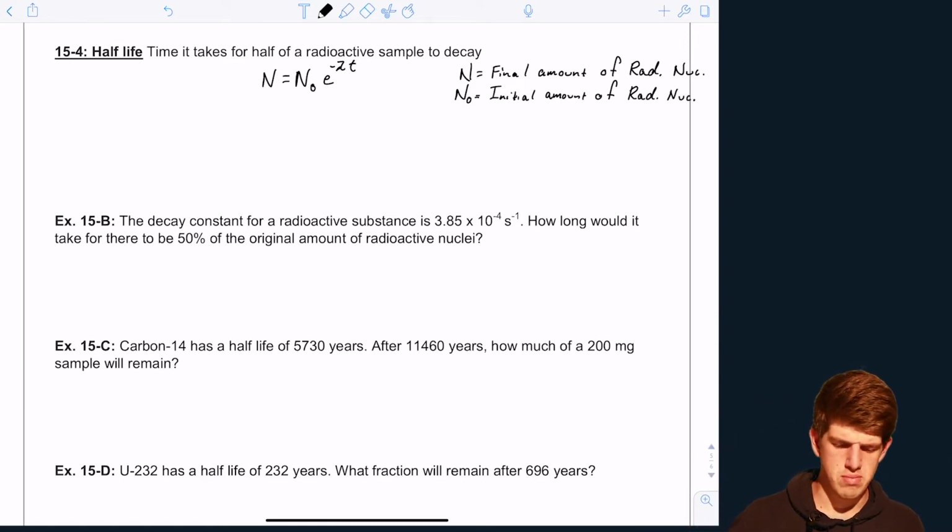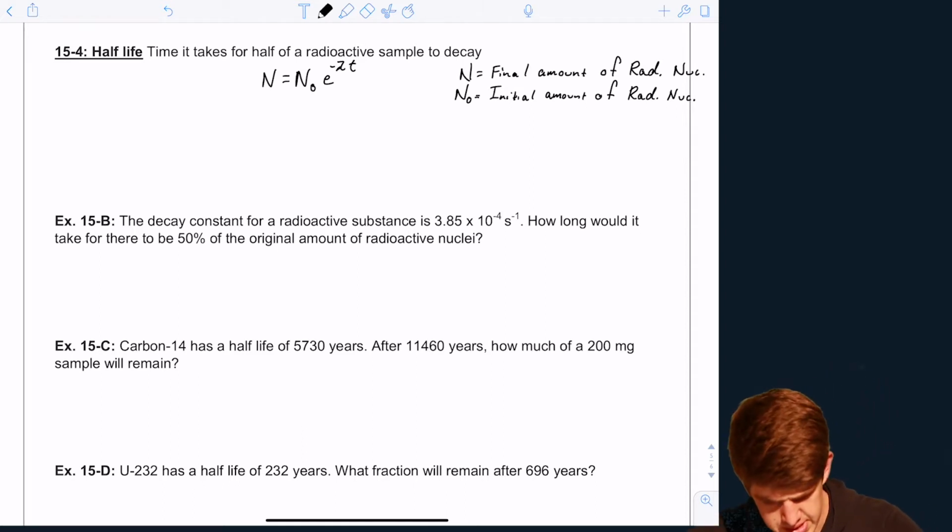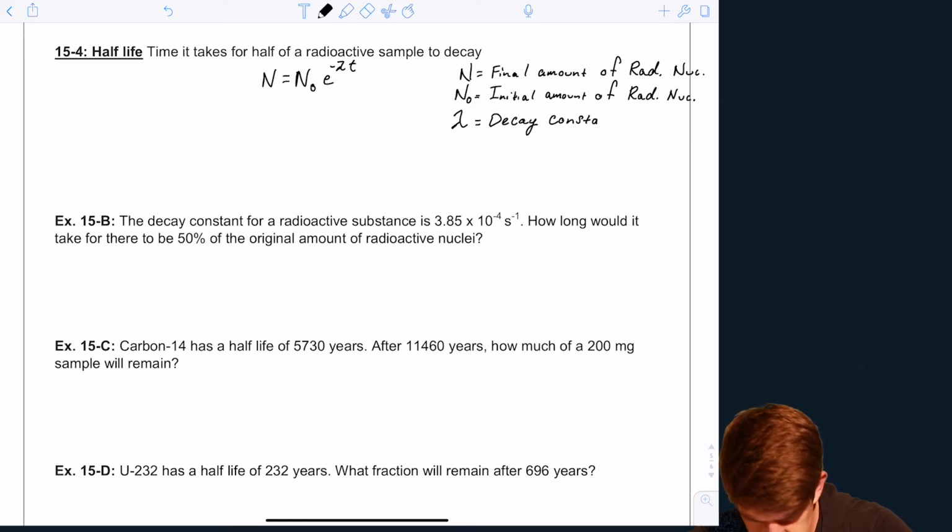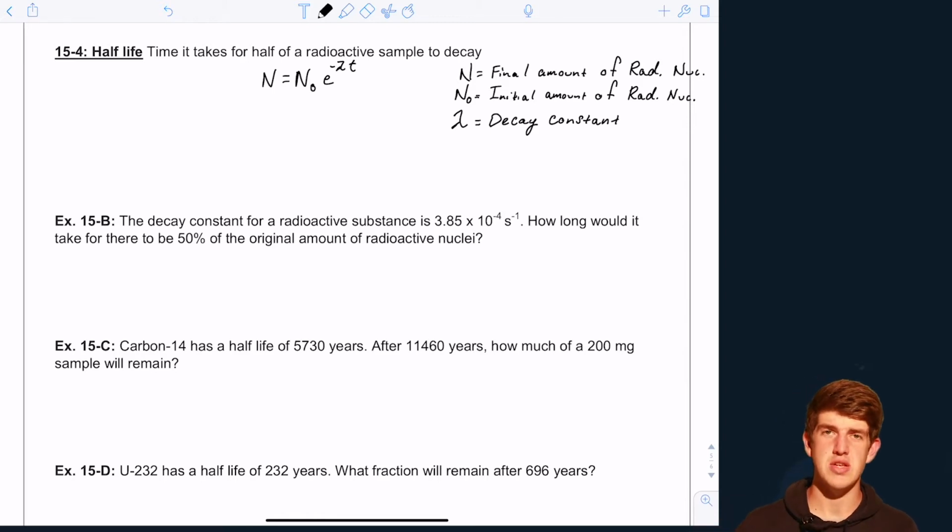The other two variables that are raised to the power, lambda and t, are usually the most confused. So lambda is the decay constant. The decay constant is just going to be the fraction of my radioactive nuclei that decay over some amount of time. And that some amount of time could be a second, a year, a day, a month. I don't know. The only way that you're going to know is based on what time they give you.